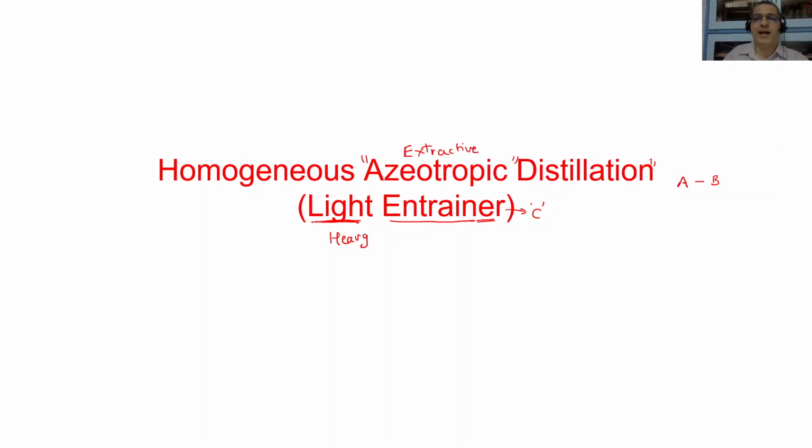When the entrainer is light, we call it an azeotropic distillation. And again, the word homogeneous means I'm going to have no second phase. I'm going to have all as a single liquid phase. Okay, let's take an example just to understand what all these terms mean.